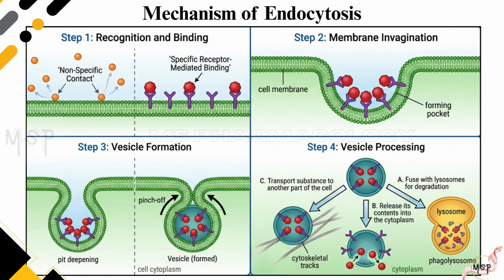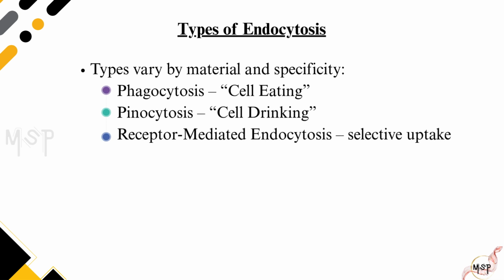3. Vesicle formation. The membrane pocket continues to deepen and eventually pinches off from the membrane, forming a vesicle containing the substance. This vesicle moves into the cell's cytoplasm. 4. Vesicle processing. Once inside the cell, the vesicle may fuse with lysosomes for degradation, release its contents into the cytoplasm, or transport the substance to another part of the cell. Types of endocytosis.